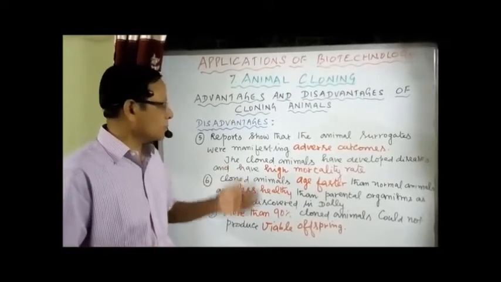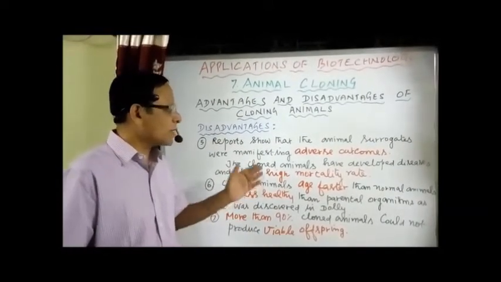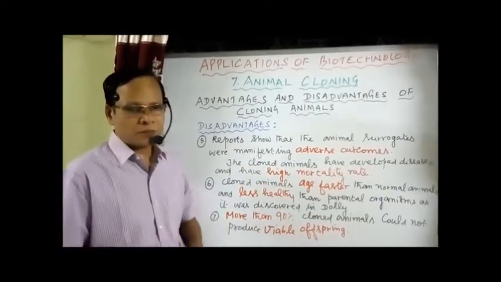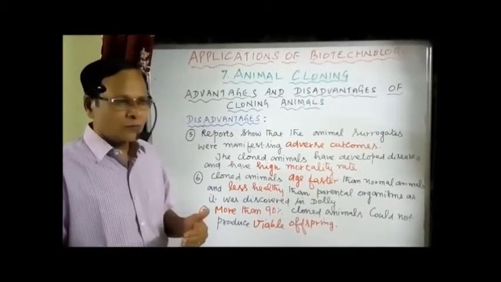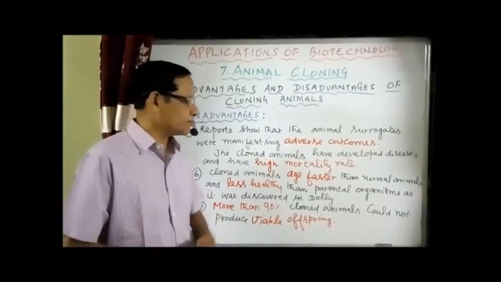Now the cloned animals normally develop diseases and have a high mortality rate. The death rate becomes higher. They develop diseases that result in the death of the cloned animals, which results in an increased death rate, that is called a high mortality rate.